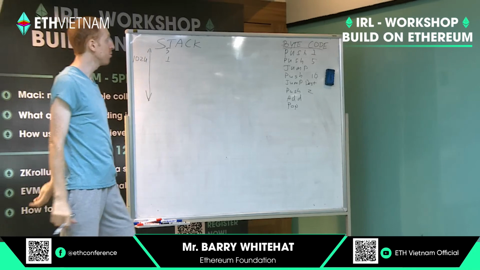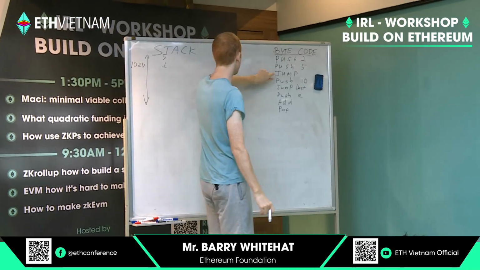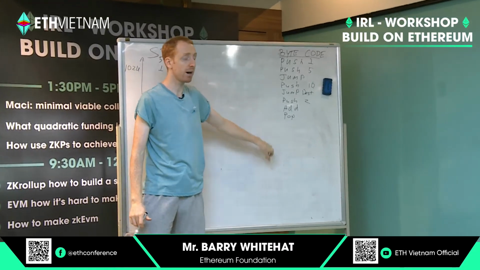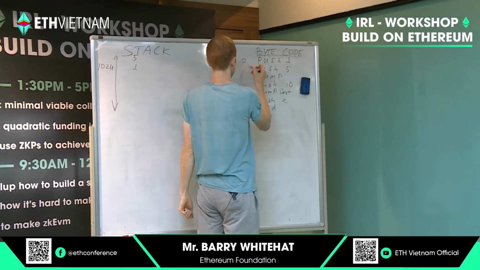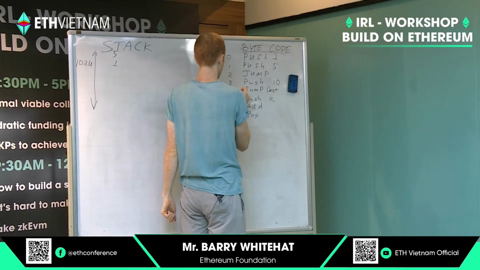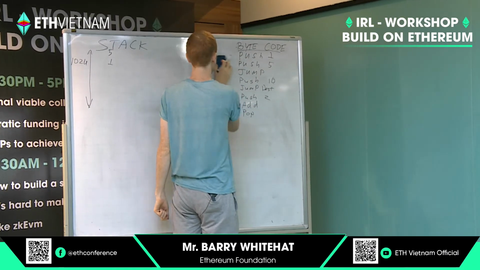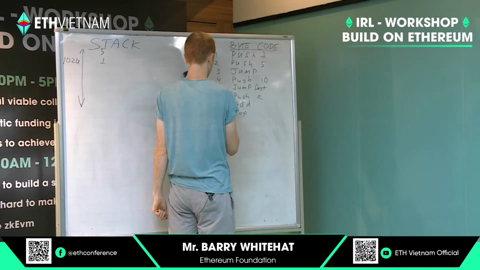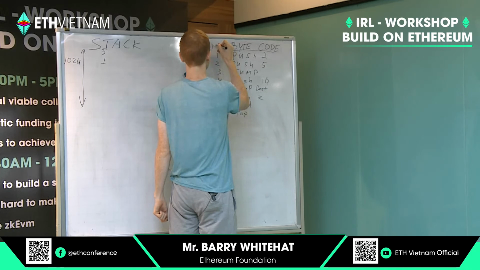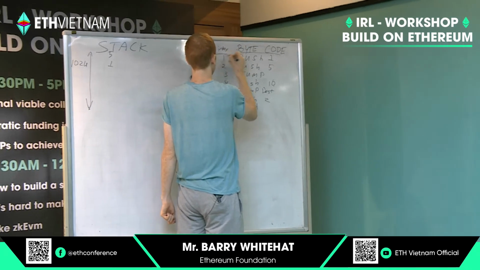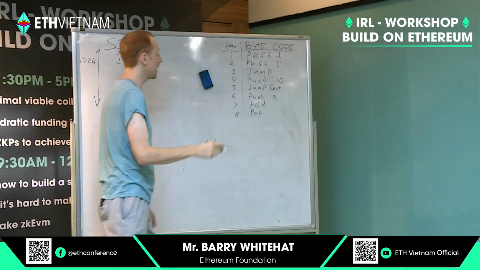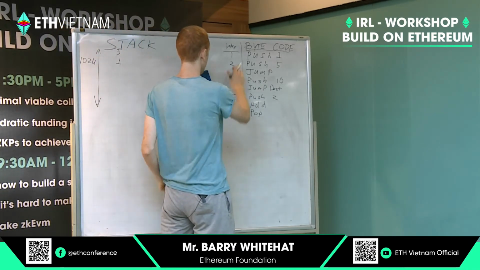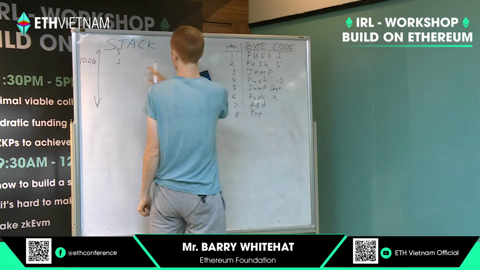Then we do jump. Basically what jump does is it says, okay, take the top thing on the stack and go to that index in the bytecode. So we have like index 0, 1, 2, 3. Okay, let me just start the index from 1. So 1, 2, 3, 4, 5, 6, 8. So this is the index. So we say, okay, let's just jump to that element. So we do that. We go. So we say jump to 5.